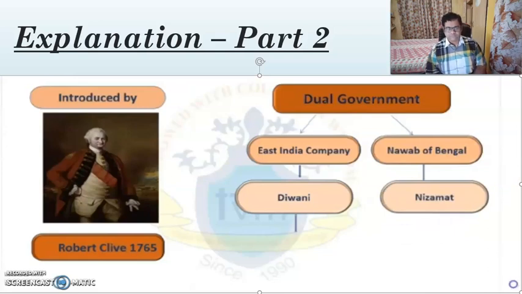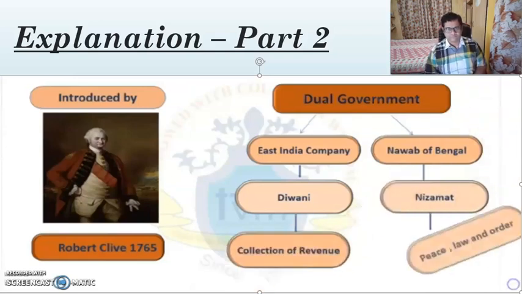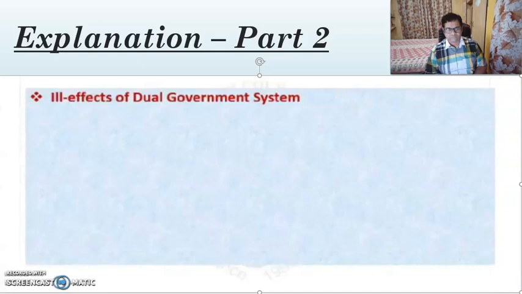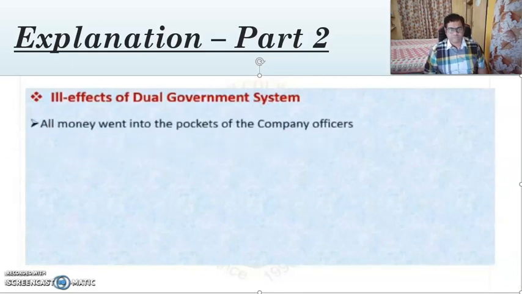Diwani means right to collect revenues and taxes. Nizamat means to maintain peace, law and order. So the company undertook the work of revenue collection, whereas the Nawab of Bengal had to maintain law and order in his area and take care of the need of the people. But ill effects of dual government system could be seen after certain time. The company increased the taxes and money in the form of taxes went into the pockets of the company officers.